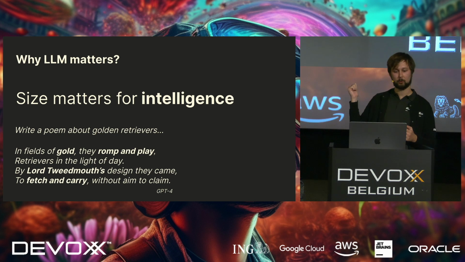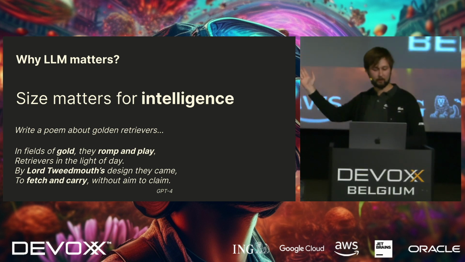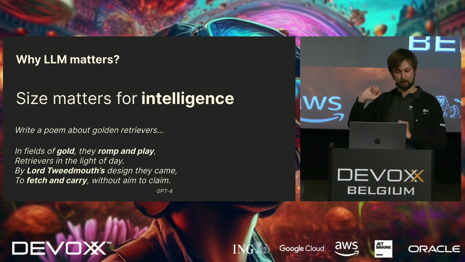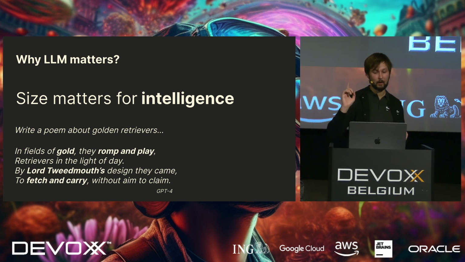For example, when I'm talking to GPT-4, I'm telling it to write a poem about golden retrievers, and it tells us: in fields of gold they romp and play, retrievers in the light of day, by Lord Tweedmouth's designs they came, to fetch and carry without aim to claim. That is quite a good poem, I would say, about golden retrievers.